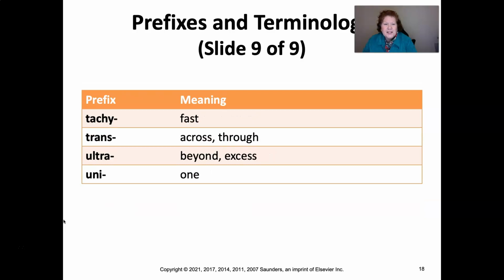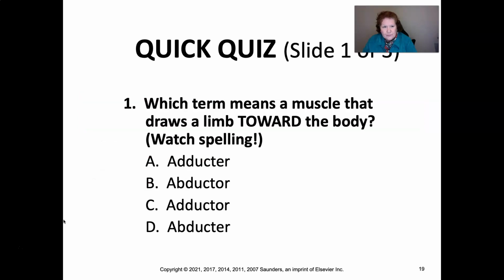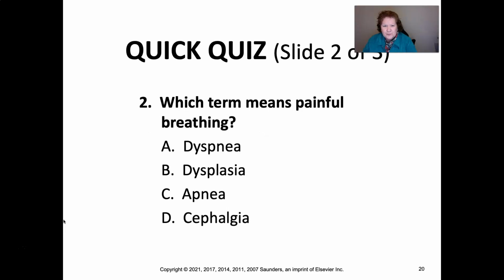And then we talked about tachy earlier. Tachy and brady are opposites. Brady is slow, tachy is fast. So which term means a muscle that draws a limb toward the body? I'll let you check your book. Make sure that you know. Which term means painful breathing? I'm going to have you check your book.